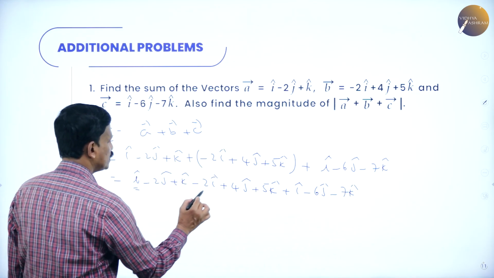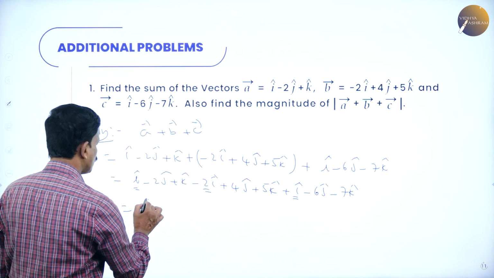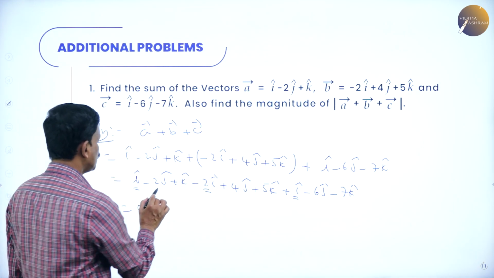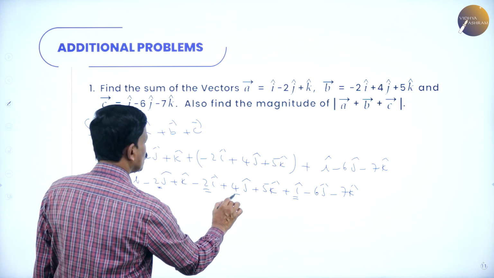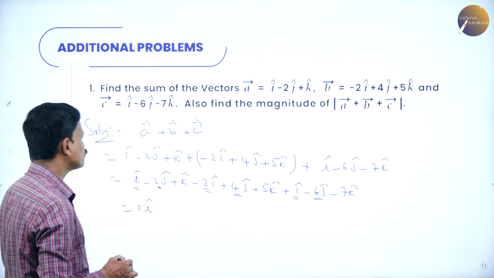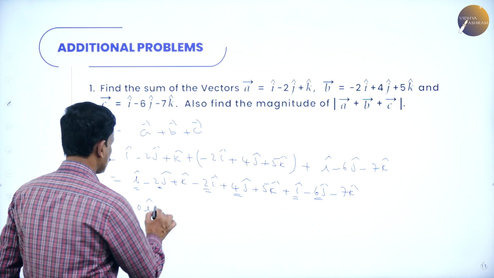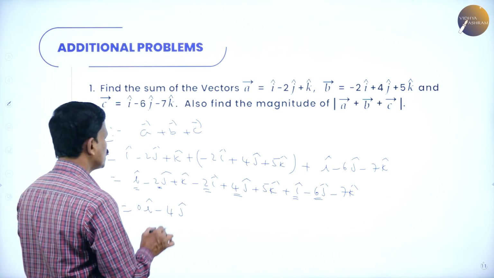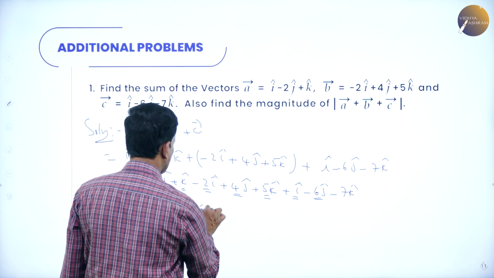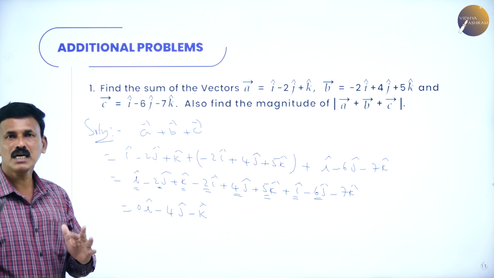I values: I minus 2i plus I, I plus I is 2i, minus 2i is 0i. J terms: minus 2j plus 4j minus 6j. So here, minus 2j minus 6j is minus 8j, plus 4j is minus 4j. Then k terms: plus k plus 5k is 6k, minus 7k is minus 1k. That's it. So here just add the coefficients of I, j and k.